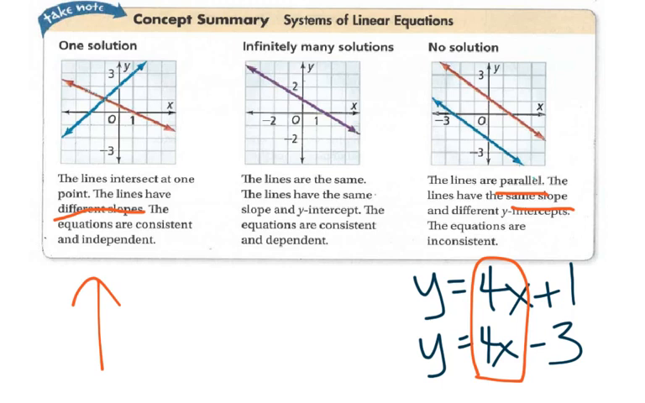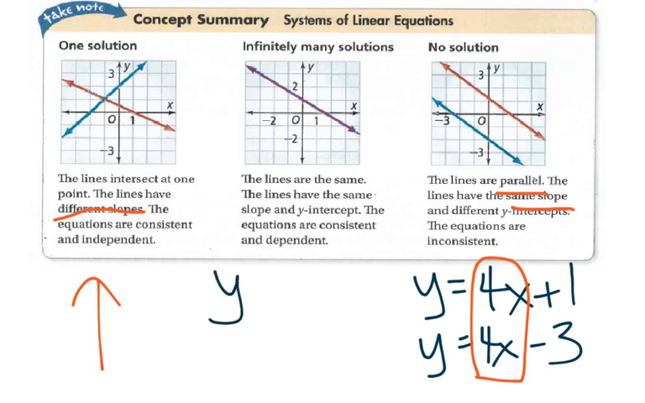If they actually are the same line, meaning when you graph them, it looks like you just graphed one line, one laying on top of the other, then there are infinitely many solutions. Anything that you can think of will work for x and work for y. So I'll show you an example, and sometimes it's actually pretty easy to see.